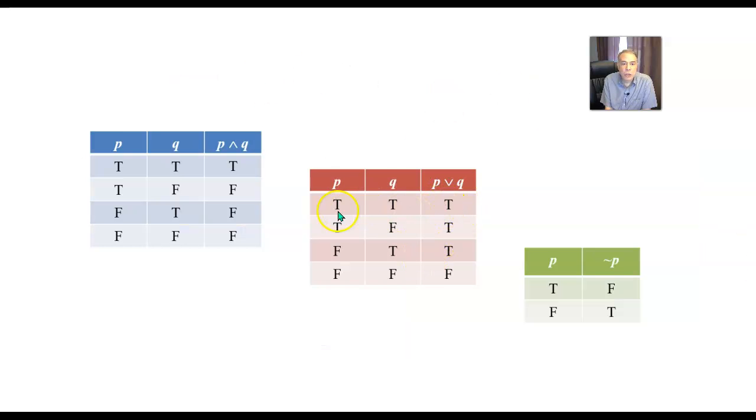With OR, true or true equals true, true or false equals true, false or true equals true, false or false equals false. The disjunction is true whenever P is true or Q is true. And then for negation, not true equals false, and not false equals true.